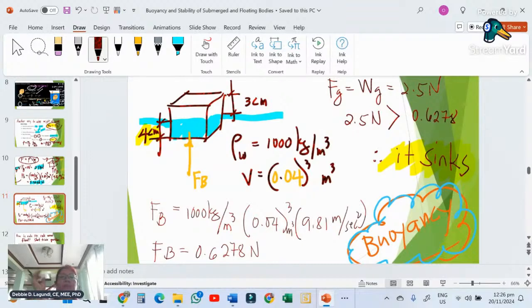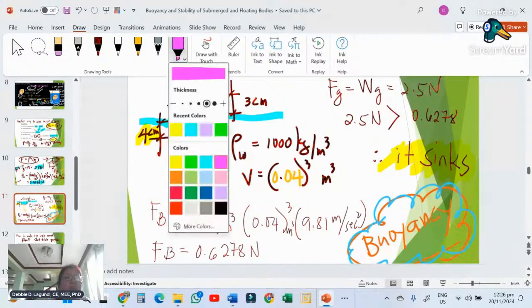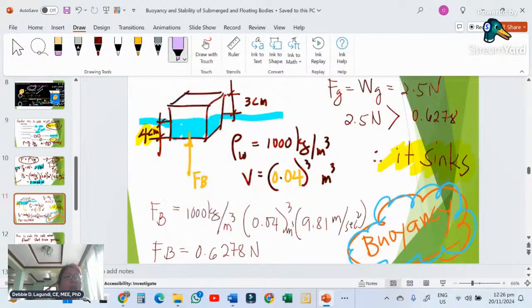Okay. So I have here a situation where the oak cube has been sunk in the water 4 centimeters from the surface, as you can see from this illustration. So it's 4 centimeters from the surface of the water.